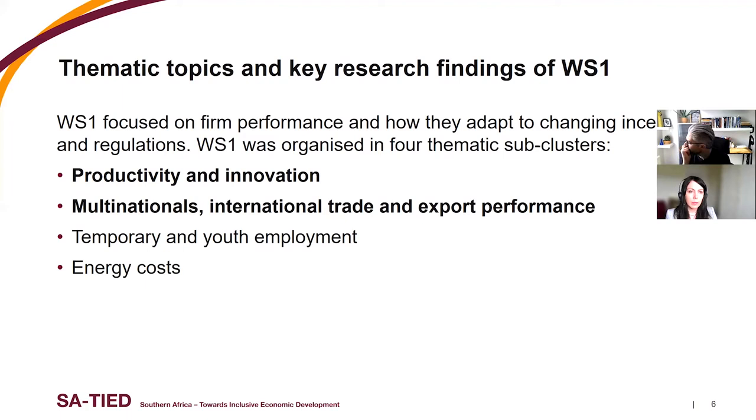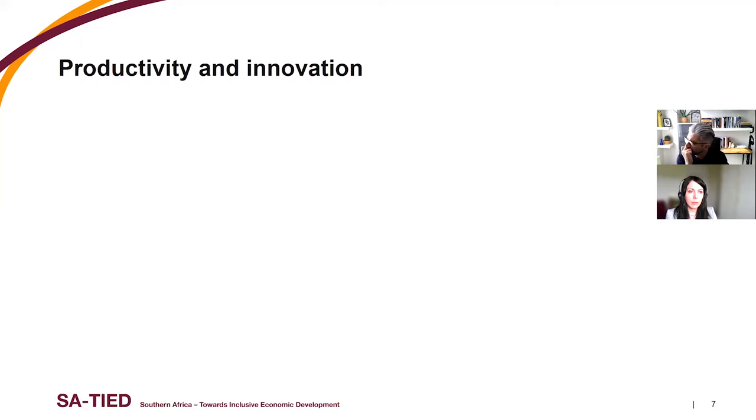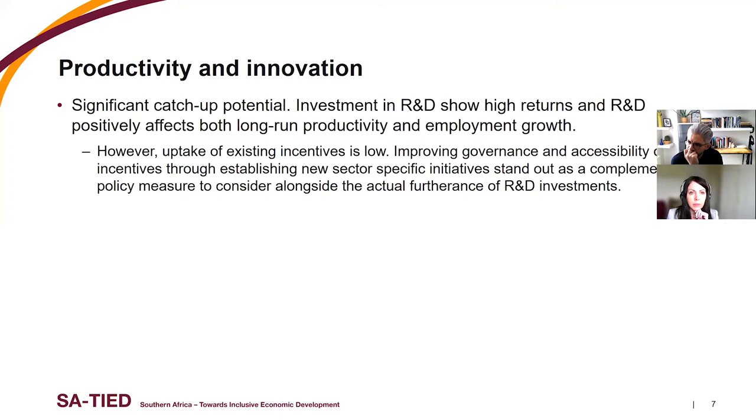Starting with productivity and innovation. What we found very interesting is that there is a significant catch-up potential, so a positive result here. Investment in R&D, research and development, has very high returns, also in international comparisons. And research and development positively affects both long-run productivity and employment growth at a pace that is quicker than we see in international terms. The concern we found in the research is that uptake of existing incentive schemes to do research and development is very low. So there is a clear policy message here that we need to improve governance and accessibility of incentives through establishing new sector-specific initiatives that stand out as complementary policy measures to go along with already existing schemes and investment in R&D.